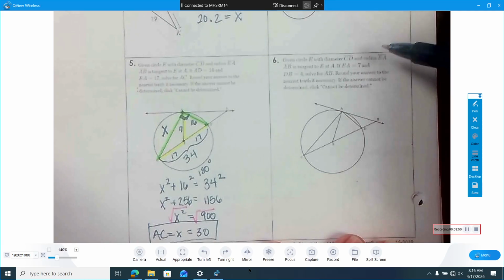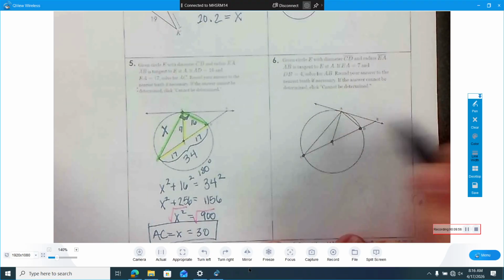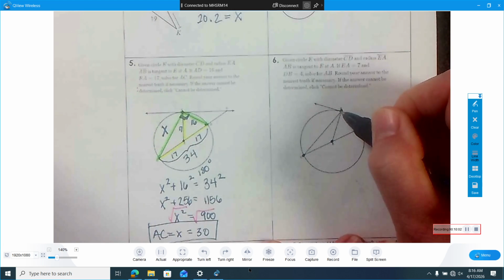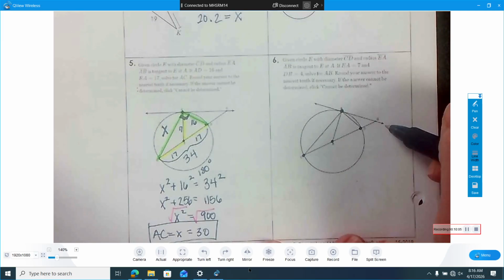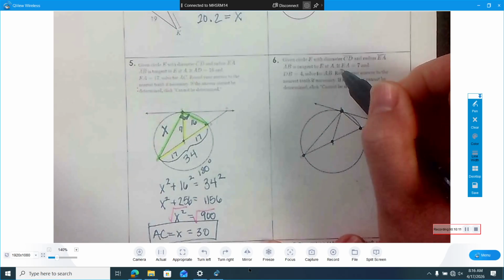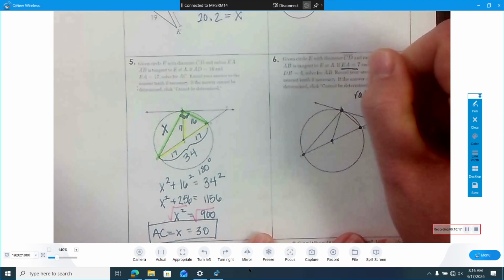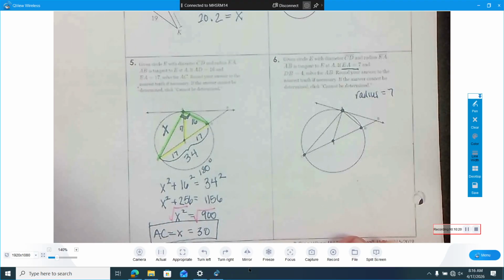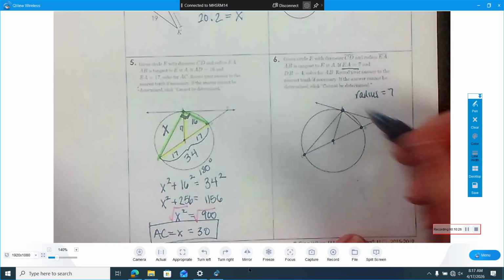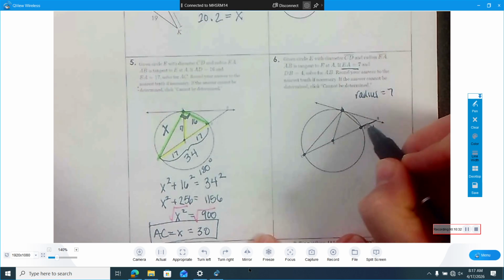Circle E with diameter CD. Once again, we have a big old diameter here in circle E. Radius is EA, and we have a tangent line, so we have a point of tangency here on AB. If EA is 7, what did they just tell us? The radius equals 7. Probably a good thing to recognize. And DB is right here. DB is 4. That's just this little extension right here.